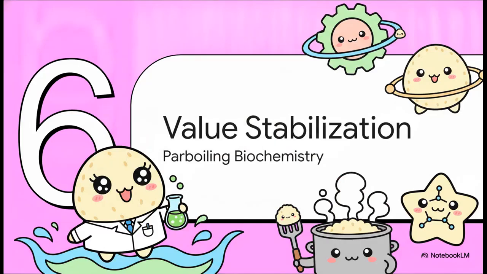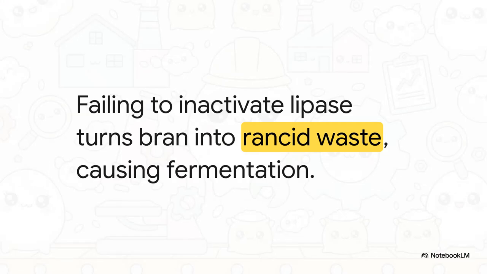Section 6. Value stabilization, maturation and parboiling biochemistry. Let's look at the final traps. Points of failure 5 and 6. Lipase-induced acidification and defective ambient steeping. Remember that 8% full-fat bran stream? Well, if you fail to permanently inactivate the endogenous lipase via extrusion heating, the fat rapidly hydrolyzes. Within hours, your valuable, nutrient-dense byproduct is destroyed by lipo-oxygenase rancidity, turning into highly acidic, unmarketable waste.